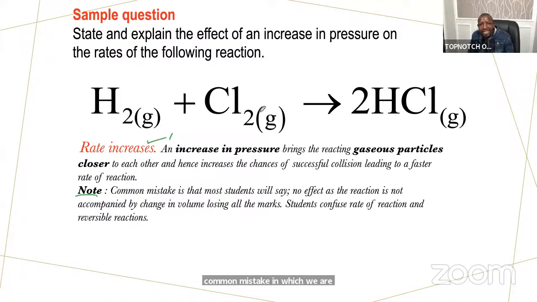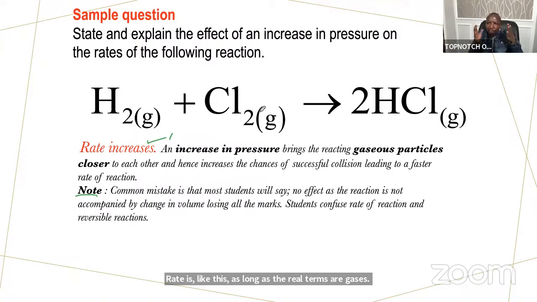I'm saying, when I was starting this session, I started with talking about rate. There is rate and there is equilibrium. Are we together? Rate is a reaction like this. As long as the reactants are gases, when you increase the pressure, it will bring the reactive gas particles closer, leading to more effective collisions.